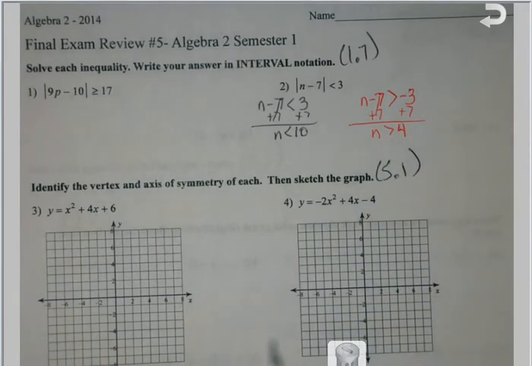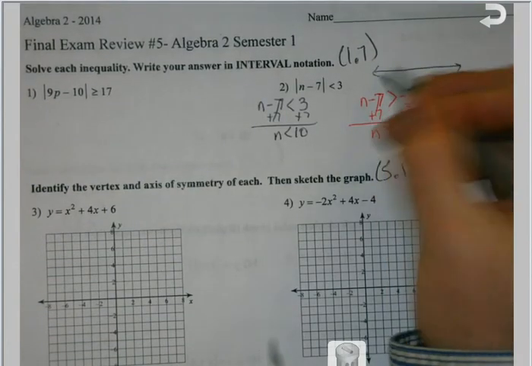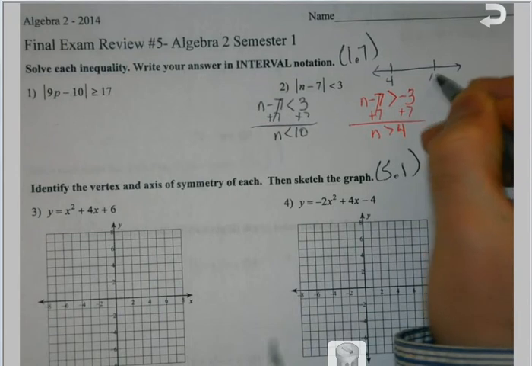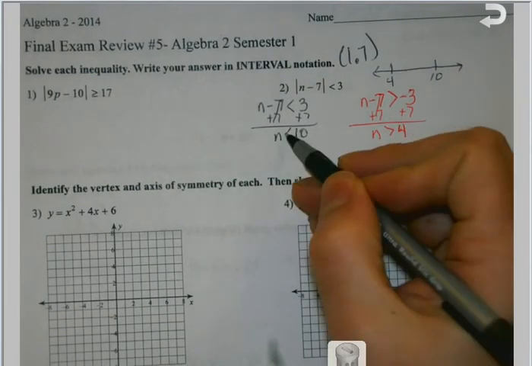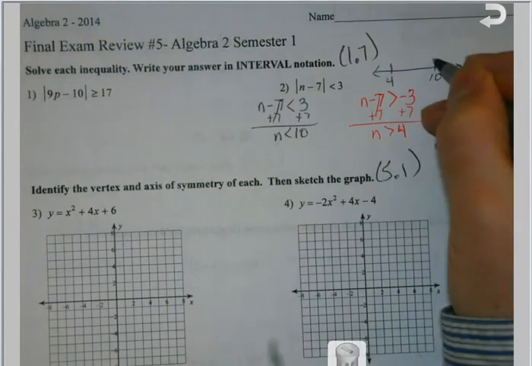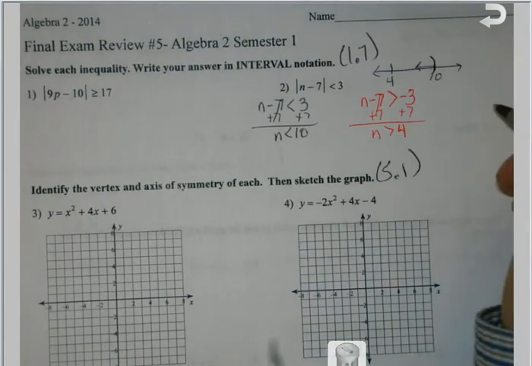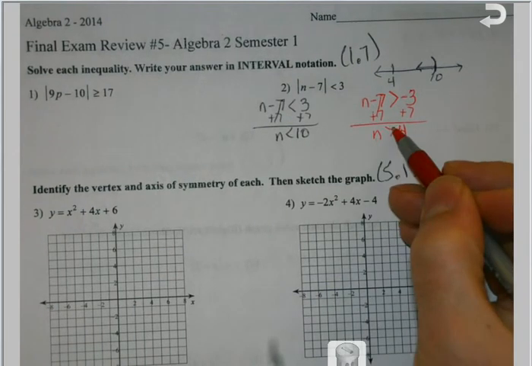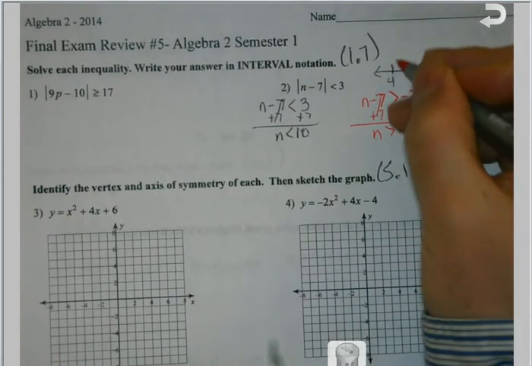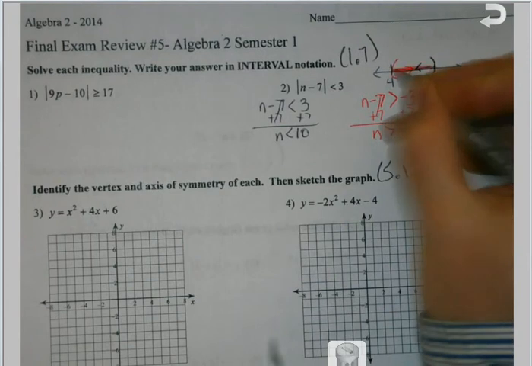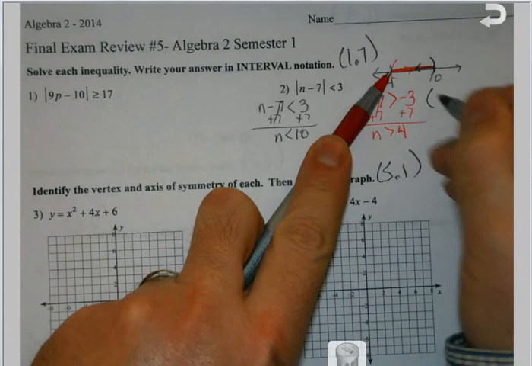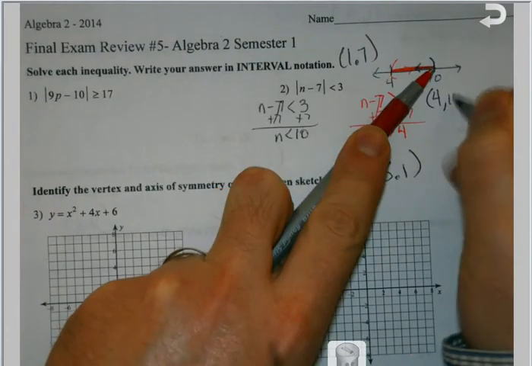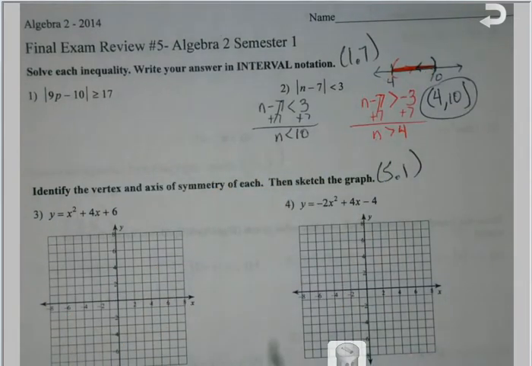Now, I can't be quite finished even though I have both of those solutions. It says write my answer in interval notation. When I do that, I usually will just take a quick moment to make myself a picture. So I'll look and I'll say, okay, n is less than 10. Again, I know that because the arrow's pointing at n. So less than is going to be going to the left. And then I look at my other one, n is greater than 4, because the arrow's eating n. They come together in the middle. So my interval notation is just going from left, starting at 4, to right, ending at 10. And I'm set.